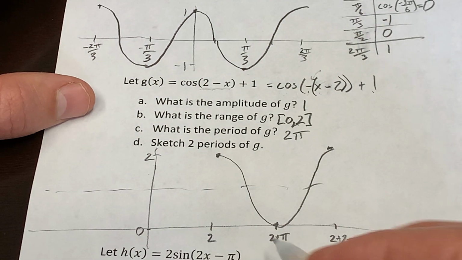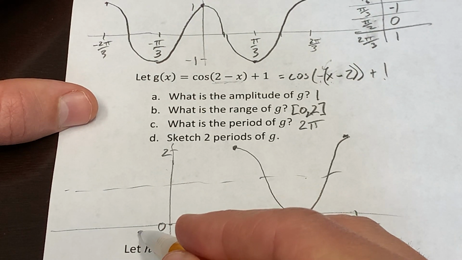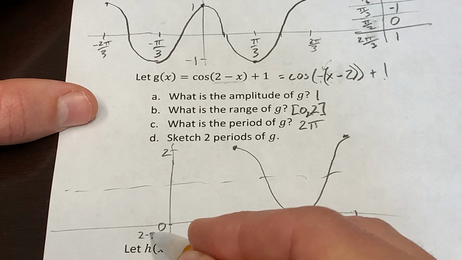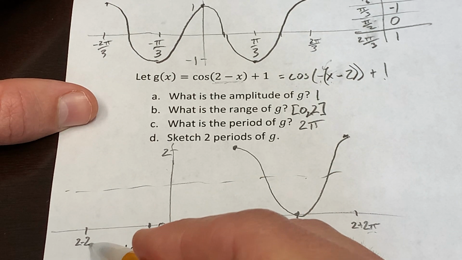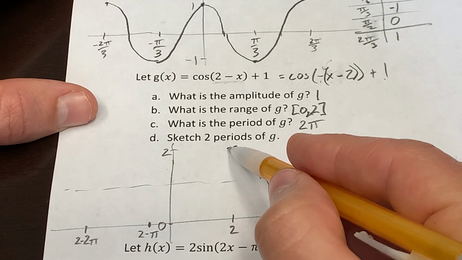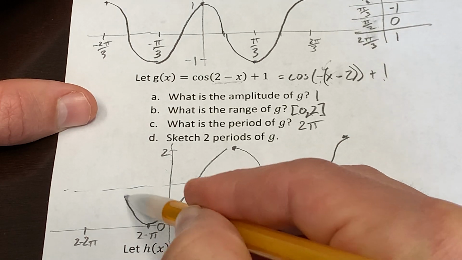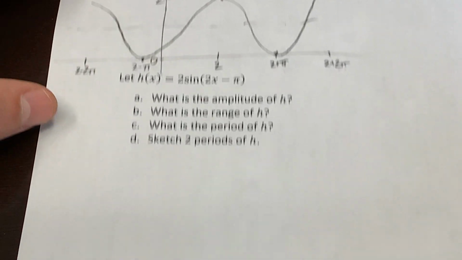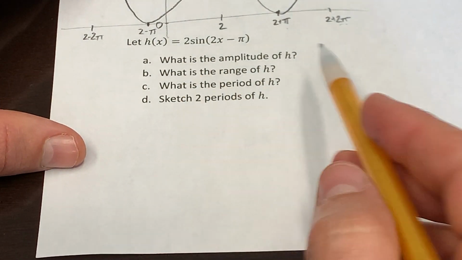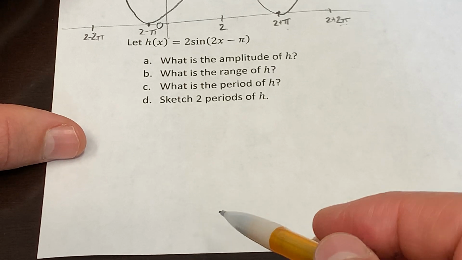So that's 1 period. We can go the other way. 2 minus pi is down there. 2 minus 2 pi is all the way down there. So that's something like what it looks like. Don't forget you can use Desmos to check this and check your intuition and such.